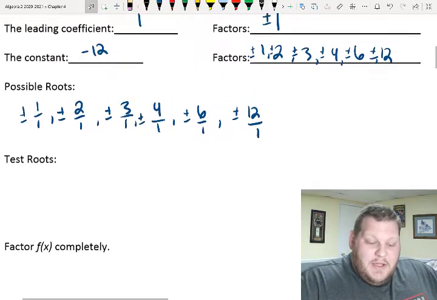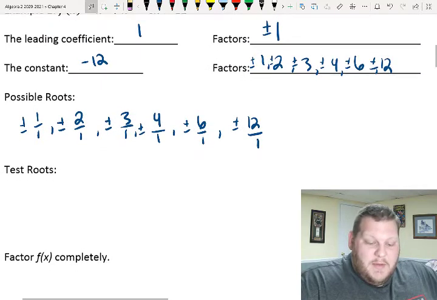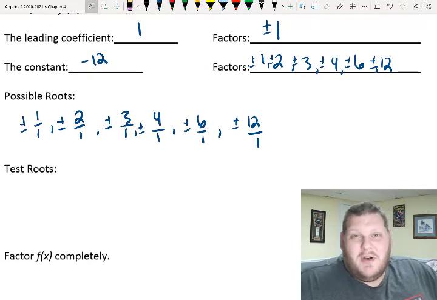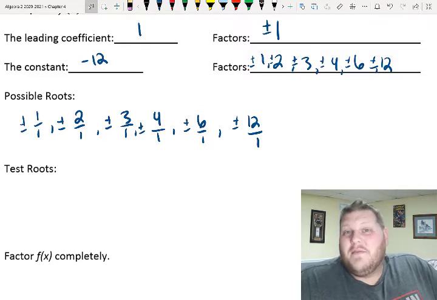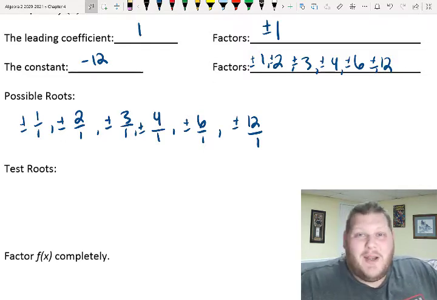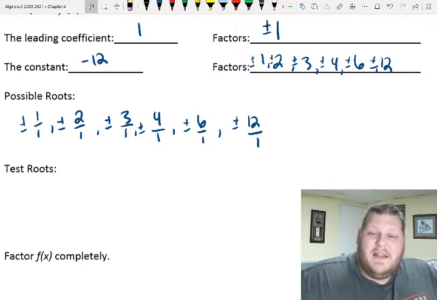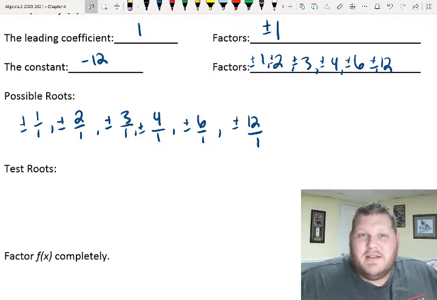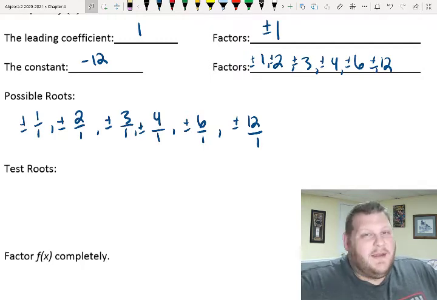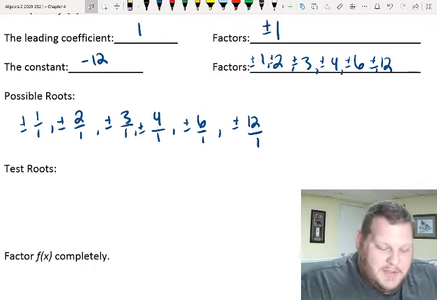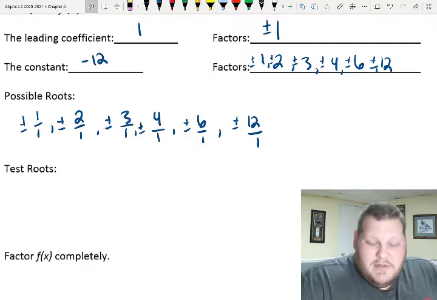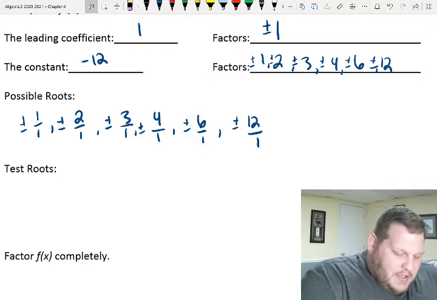And this part can be tedious and time consuming. It really depends on how good of a guesser you are. For the life of me, I don't have a rhyme or reason to the numbers that I pick. I usually try and pick things more in the middle, but that's just my personal preference. I always start with nice numbers. Here, all of my numbers are nice, so I'm just going to pick something.